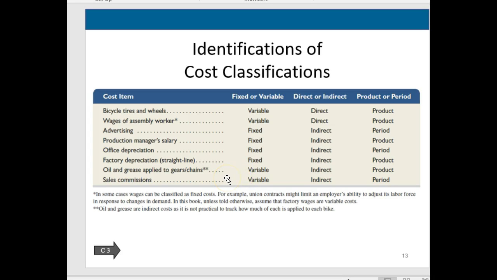Okay, here you've got the oil and grease applied to the gears and chains. That's variable, but I don't know exactly how much is applied. So we're going to call that indirect, and it's a product cost. And then you have sales commission, which is a selling cost, and it's variable because with a commission, you get so much per product that you've sold. It's indirect, right? But it's a period cost. So you can kind of see how this all fluctuates in the process of doing these. And we'll play with these a little bit further as we get into the course.